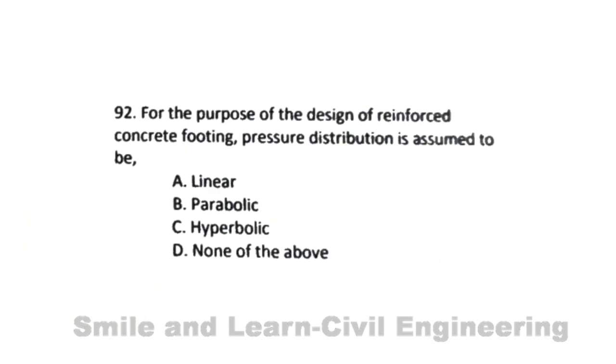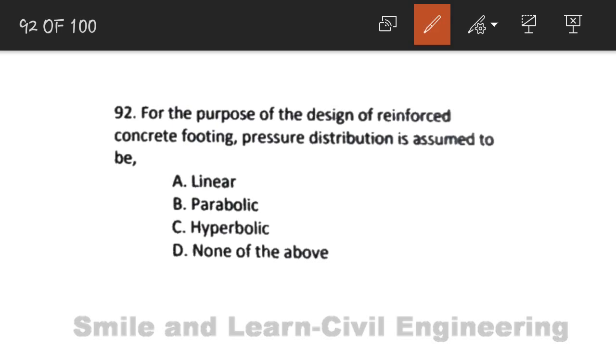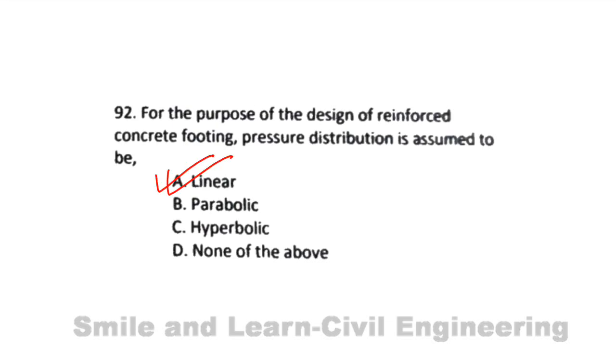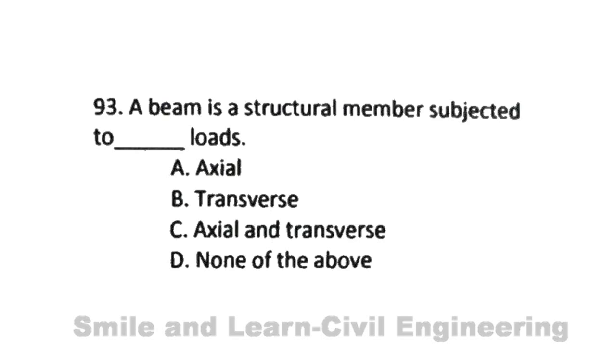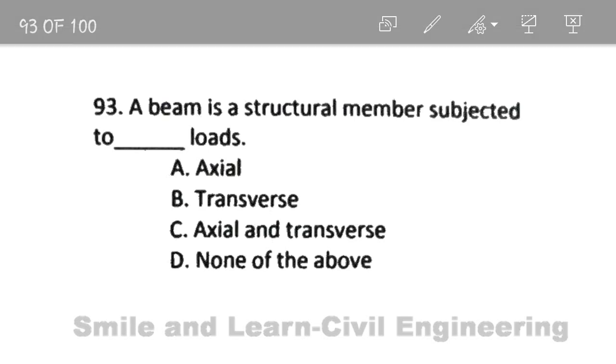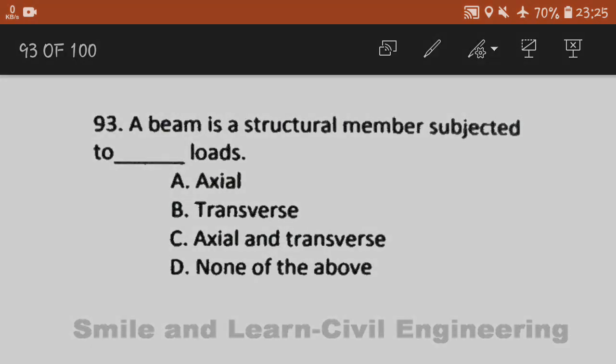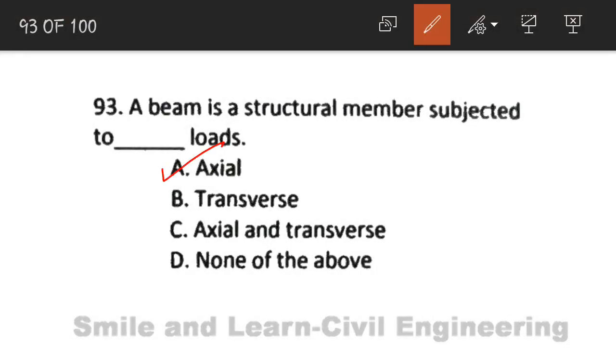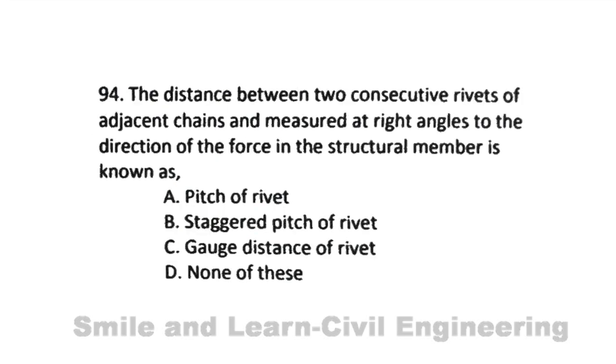Next question, for the purpose of design of reinforced concrete footing, pressure distribution is assumed to be, correct answer is linear, option A. Next question, a beam is a structural member subjected to, so beam will be subjected to both axial and transverse. So option C will be the correct answer. Next question, the distance between two consecutive rivets of adjacent chains and measured at right angles to direction of force in a structural member is known as, so correct answer will be gauge of the rivet.